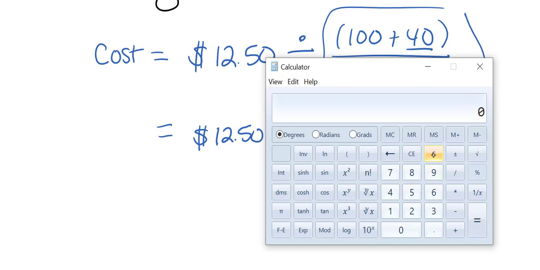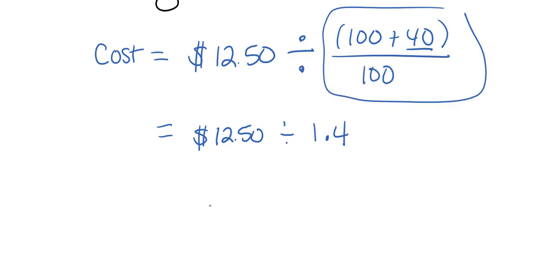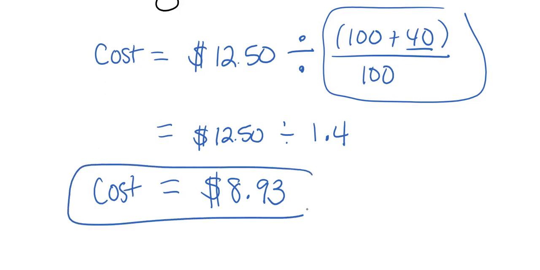So our next step would be to take $12.50 and divide it by 1.4. And what do we get? Well, we get $8.93. And so this would be the cost of the burger and fries. So $8.93. So now let's go ahead and look at the second example.